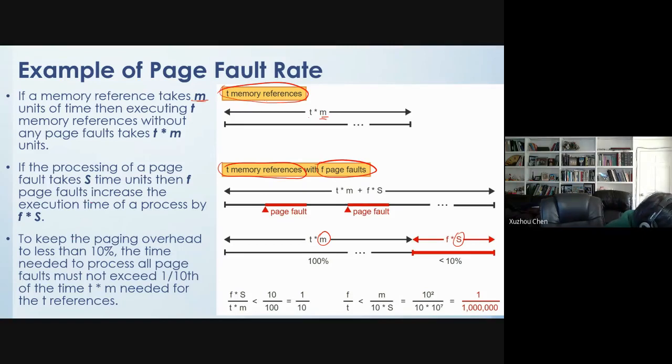So the total, let's see. Let's say we want to make sure to keep the page fault overhead to less than 10%. Okay, so now F is the number of page faults. S is the time for each page fault. So F times S is the total page fault time.